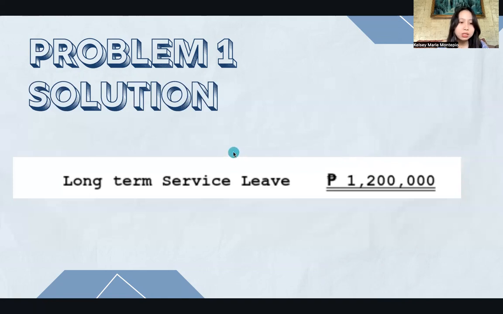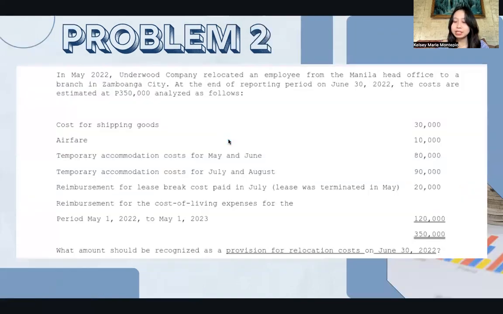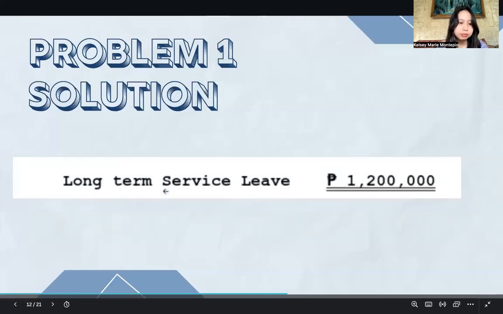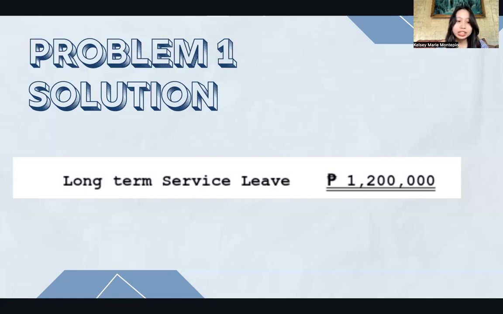The estimated long service leave owing to employees in respect of past services is considered as a provision because it is a present obligation which is uncertain in amount and timing. So it is 1,200,000 because it is considered as a provision and it is uncertain in amount or timing.